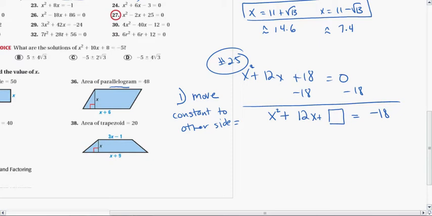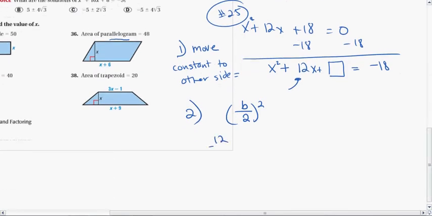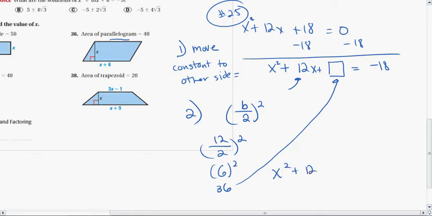It is to take the b term, the middle term, and divide it by 2 and square whatever we get from that dividing. So this is my next step. To figure out what b is, in this case it's 12. I'm going to divide 12 by 2, and I'm going to square whatever I get. So 12 divided by 2 is 6. And 6 squared is 36. And that number, that 36, it's what gets filled into this box. So now I have something that looks like this. x squared plus 12x plus 36 equals negative 18.